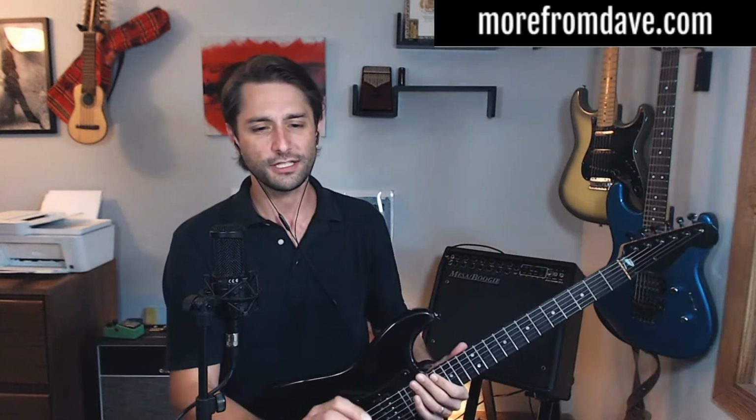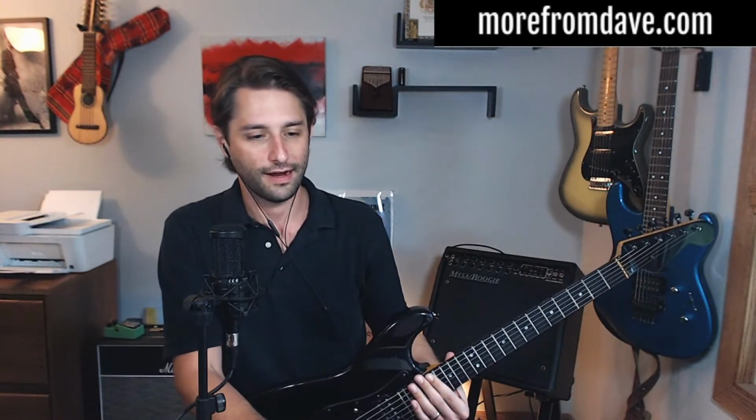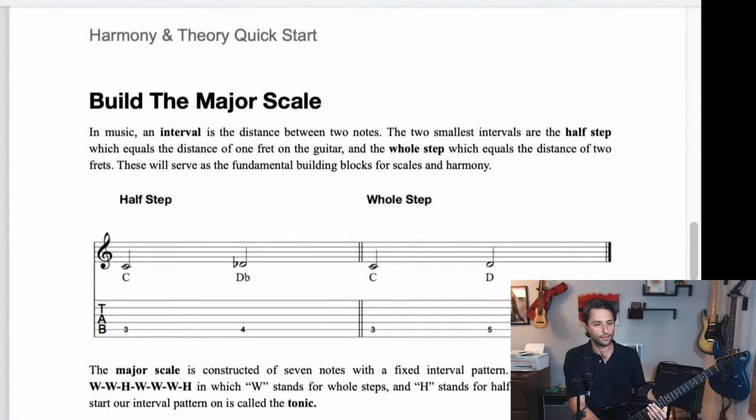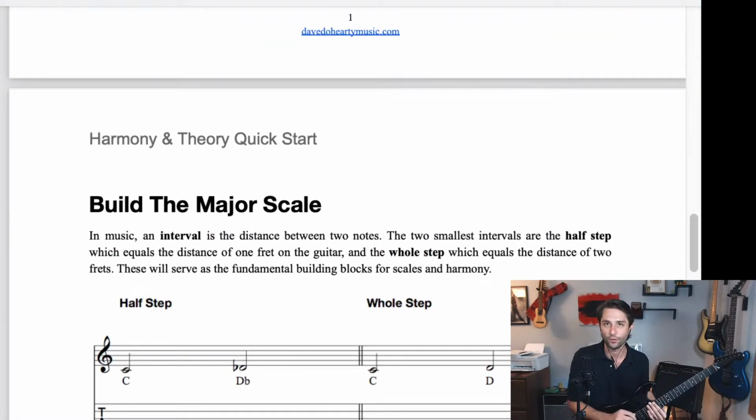And so the smallest two units of measure that I have, if I refer back to the packet here, let's see, the smallest two units of measure that I have in Western music are half steps and whole steps. Most of you are likely familiar with these.